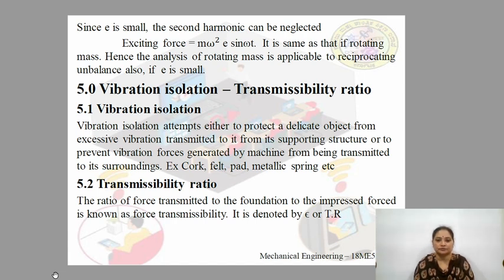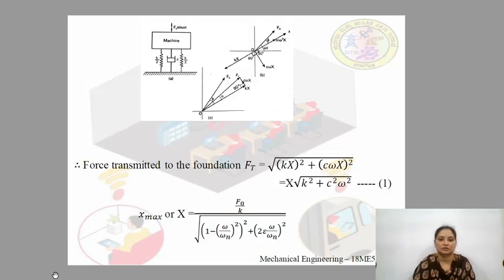Transmissibility ratio. The ratio of force transmitted to the foundation to the impressed force is known as force transmissibility. Transmissibility ratio is denoted by E or TR. Here transmissibility ratio is nothing but the ratio of force transmitted to the foundation because of the vibration to the applied force. The figure shows the force diagram and vector diagram of a machine with isolators such as springs and dampers.